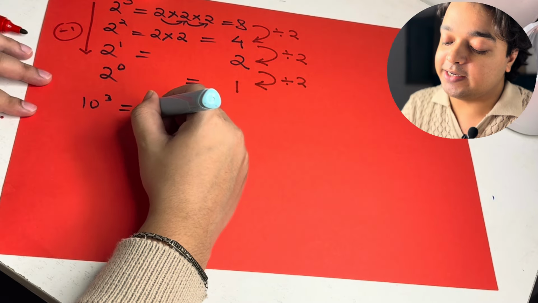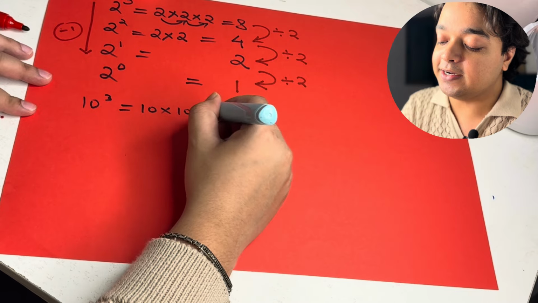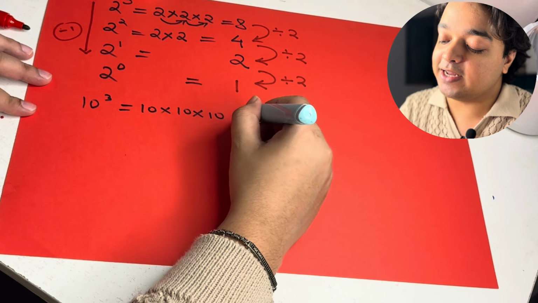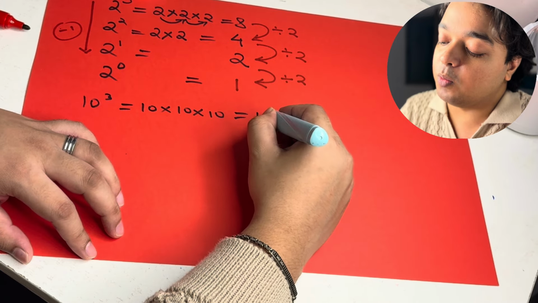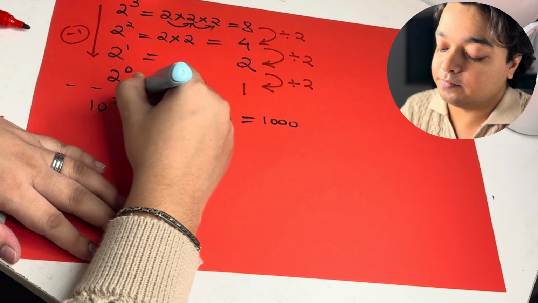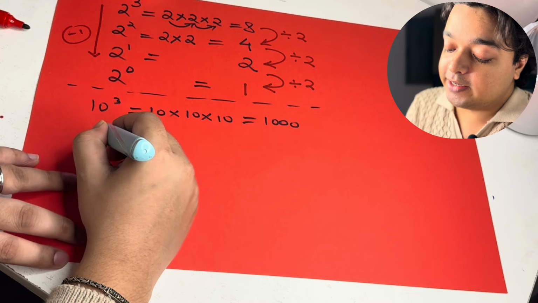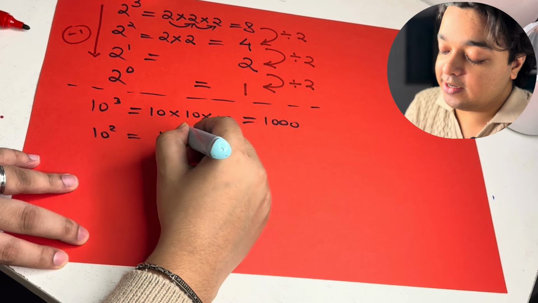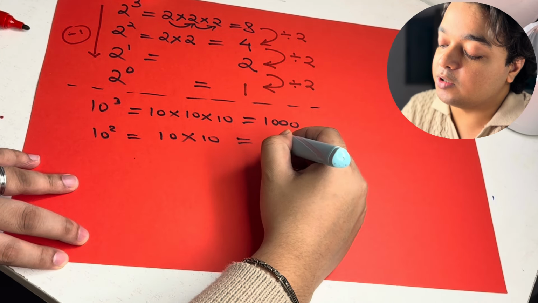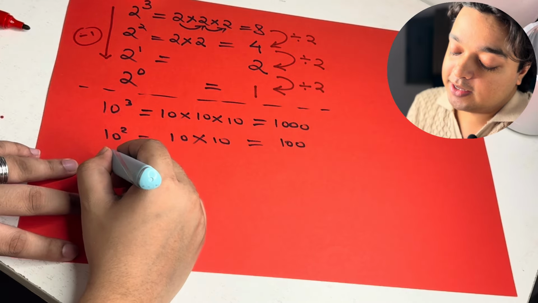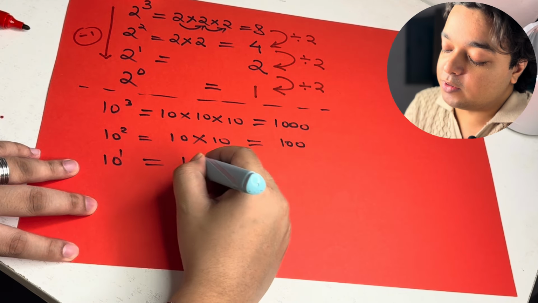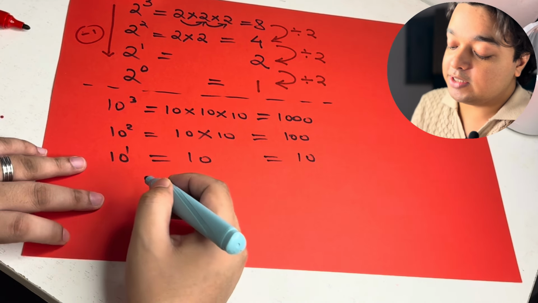Now let's consider 10 raised to the power 3. This equals 10 times 10 times 10. 10 times 10 times 10 equals 1000. 10 squared equals 10 times 10. This is equal to 100. 10 raised to the power 1 is equal to 10. So the value is 10 only.